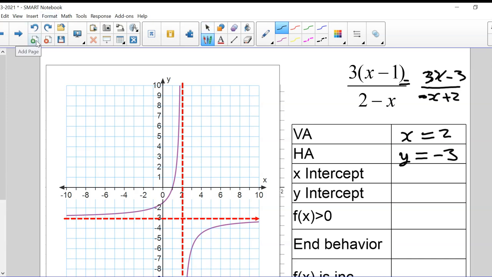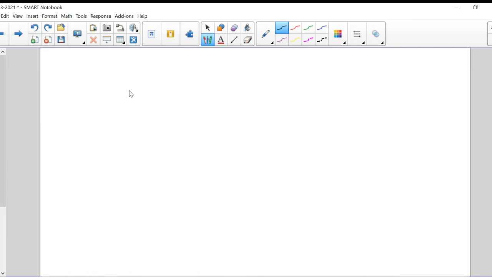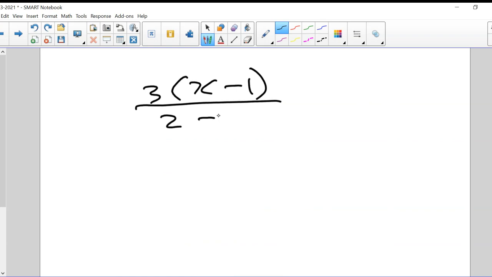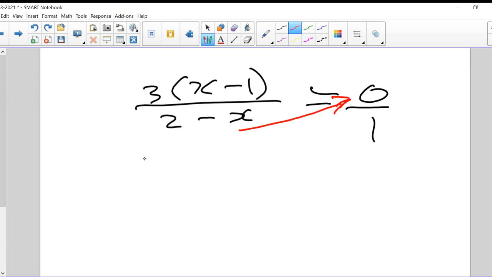I'm going to create a brand new page here. So on this page, I'm going to put what we had before: 3x minus 1 over 2 minus x. Now, to get an x-intercept, we set that equal to 0, because y equals this thing. Now, if you were to cross multiply, this is how you solve a rational function. If I cross multiply, I'm taking this side and multiplying it by this side. So I'm going to end up with just simply the top, which is 3x minus 1 equal to 0.